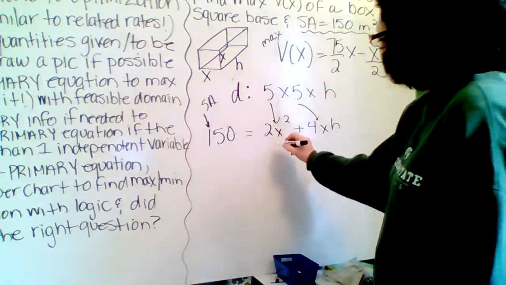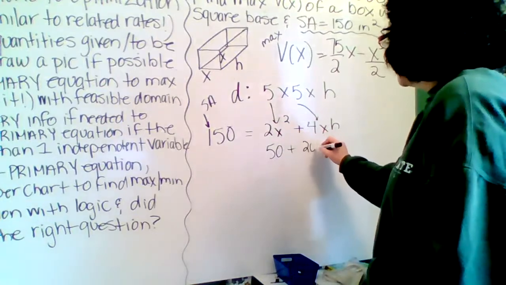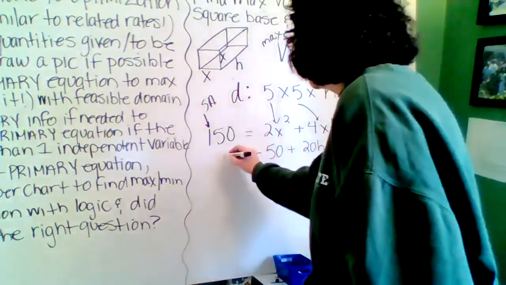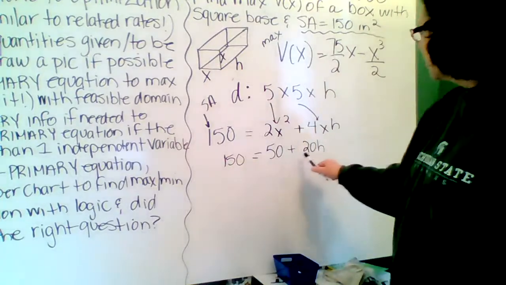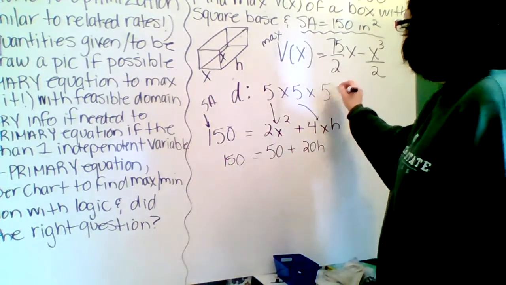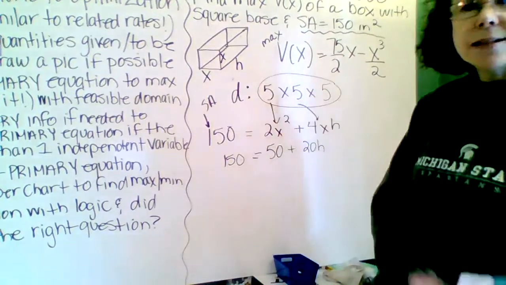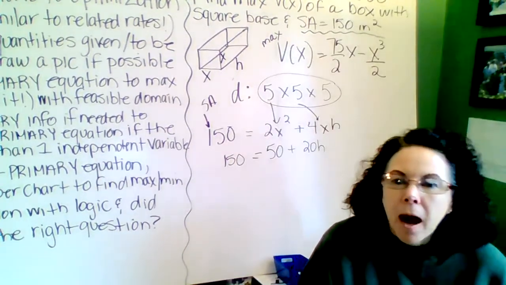So let's see, that's 25, that's 50, plus 4 times 5 is 20h equals 150. So let's take a look. When I subtract the 50, I get 100 divided by 20. Oh, this h is also a 5. Again, doesn't this make sense? Let's talk about that again, right?